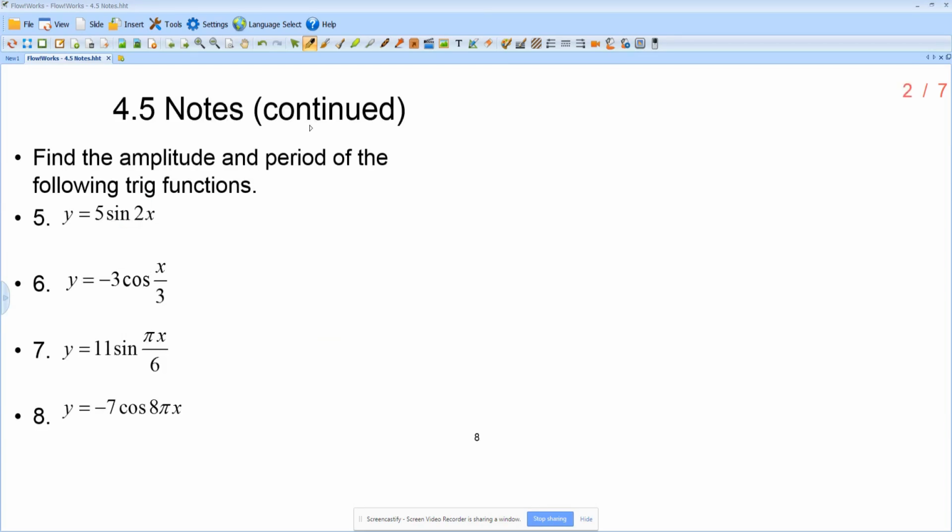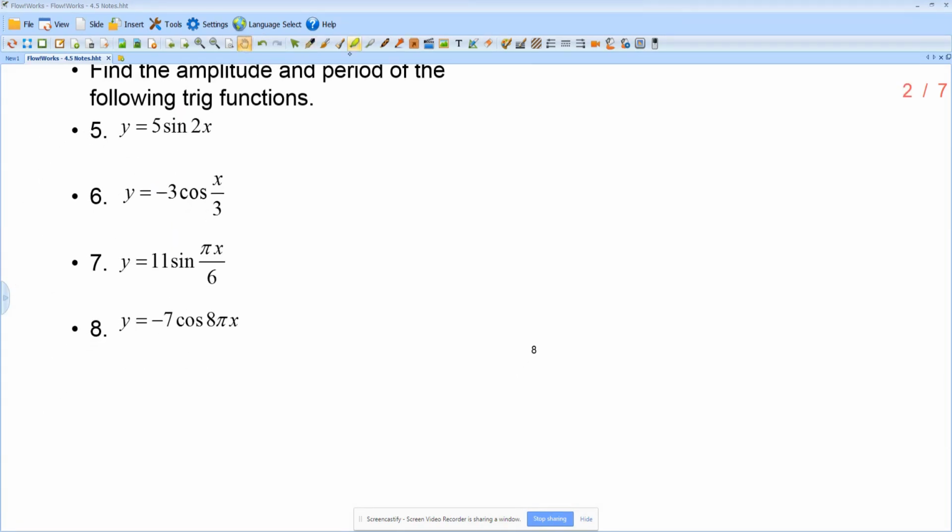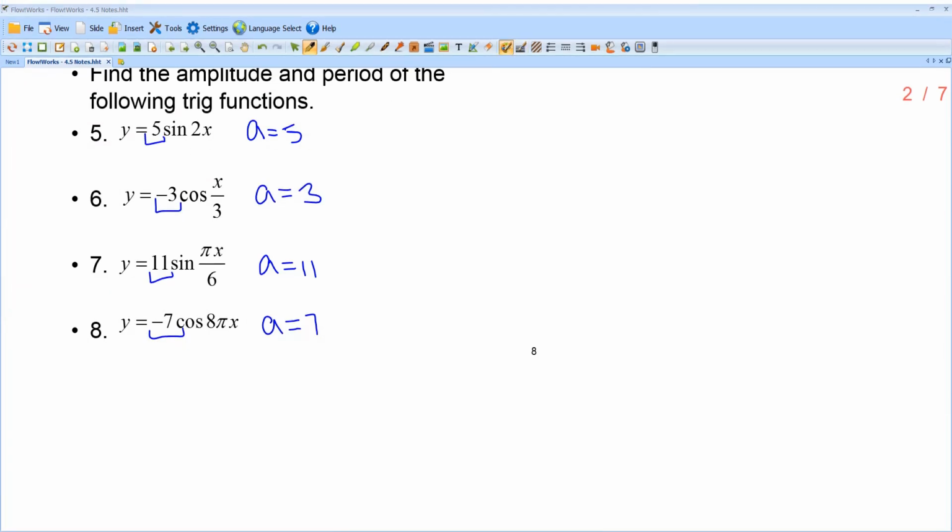Another thing that we're going to need is the period of the function. So let's start by just listing the amplitudes again. Here a is 5. Here a is 3. Here a is 11. And here a is 7. And again, that's coming from the absolute value of these coefficients.